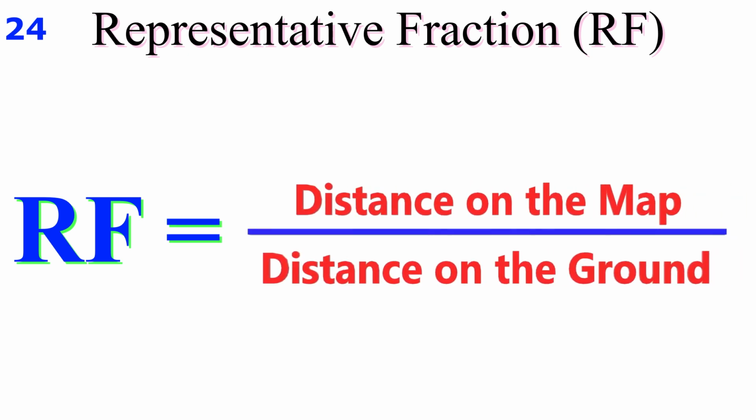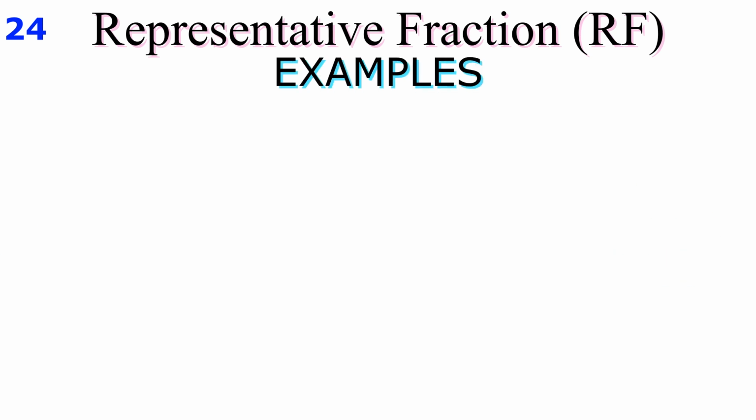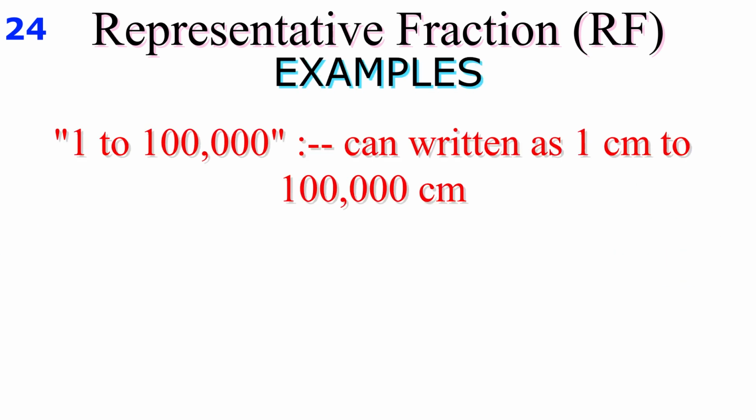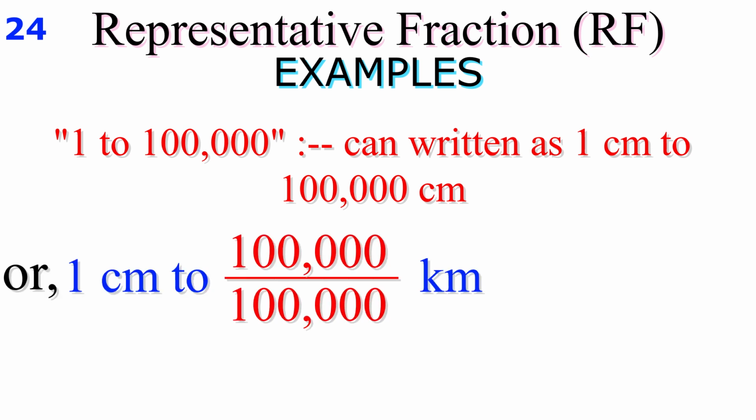Friend, representative fraction equals distance on the map divided by distance on the ground. A map with a representative fraction can be universally used. A statement in any system of measurement can be easily calculated and plotted. For example, a scale of 1 to 100,000 can be written as 1 cm to 100,000 cm, or 1 cm to 100,000 divided by 100,000 km, or 1 cm to 1 km.